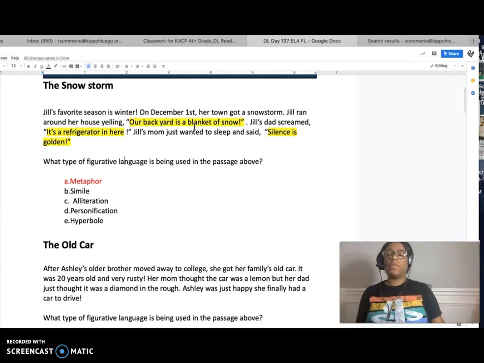Next, it's a refrigerator in here. In the house, the climate is being compared to that of the climate in the refrigerator. And lastly, we have silence is golden. Silence is being compared to something that is worth a lot. So Jill's mom definitely thinks that silence is worth that in gold.